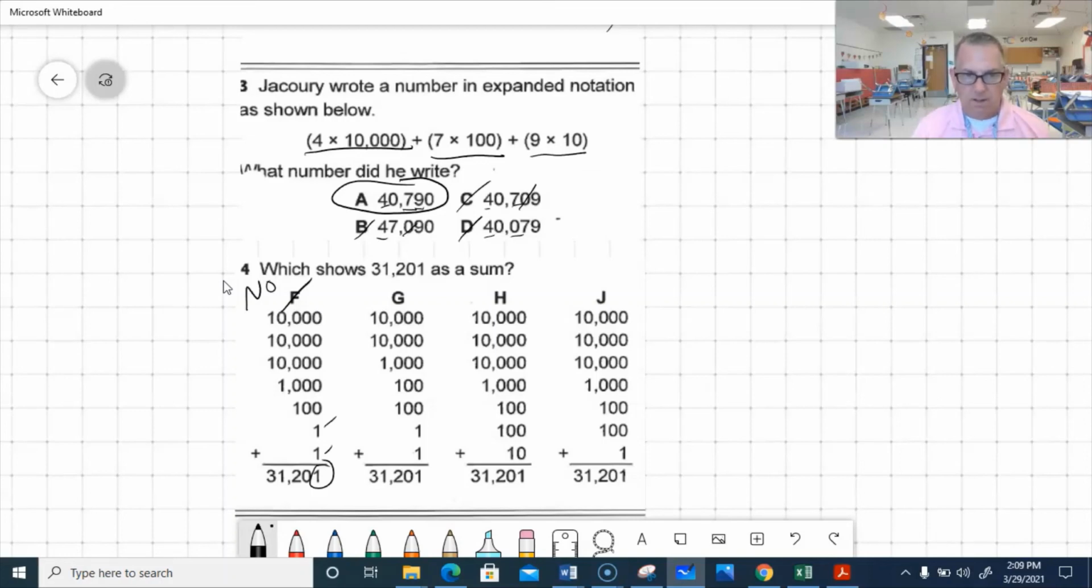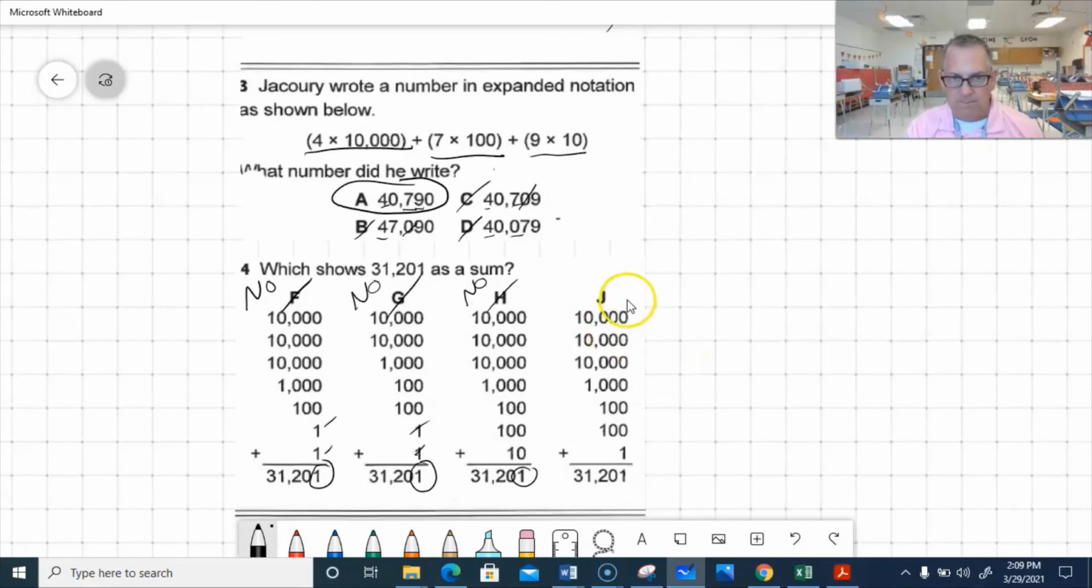Answer choice G, is that a yes or no? Well, let's check it out. Same thing. In the ones place, I have 2 1s. There should be only 1 1. That's a no. Answer choice G is incorrect. Answer choice H. Let's check it, make sure. I don't see any digits in the ones place, and I should have a 1 in the ones place. So that's a no also.